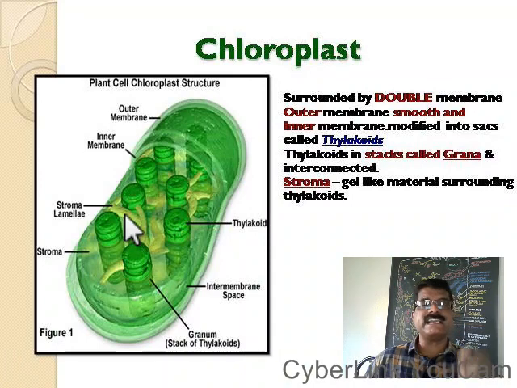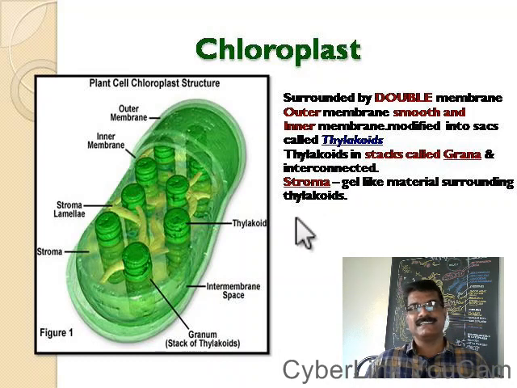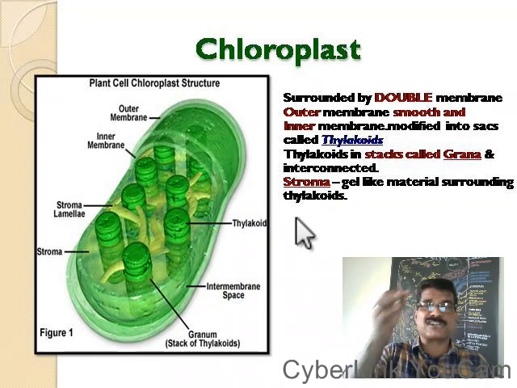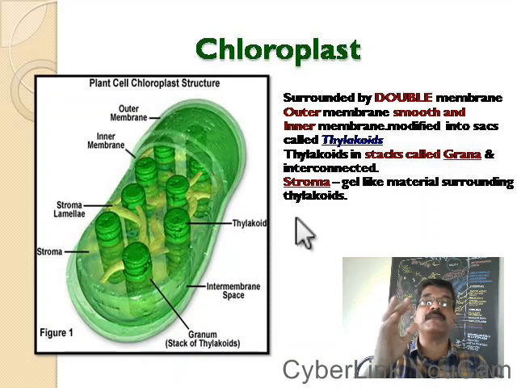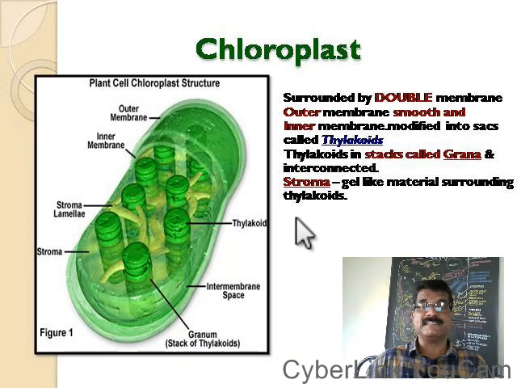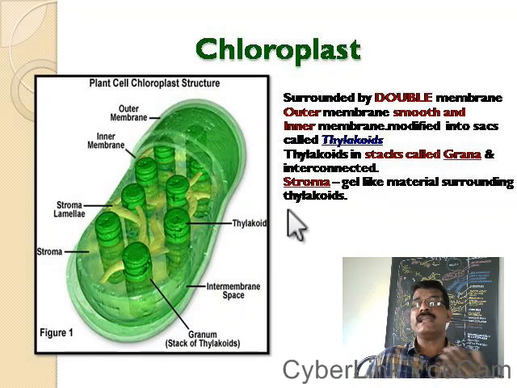Each coin like structure present in the grana is a thylakoid. These thylakoids are actually the place where the chlorophyll pigments are present. The green pigment, which is responsible for trapping the sunlight for photosynthesis, is actually present in the chloroplast. So this is the structure of chloroplast. Chloroplast is seen only in plant cells, and it is responsible for photosynthesis, and it is absent in animal cells.